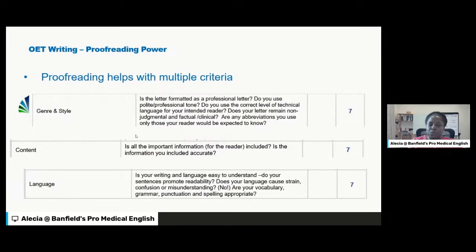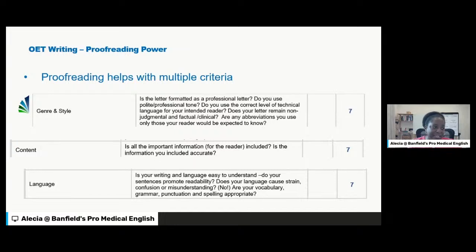In our courses and for our writing correction, we put it a little bit more simply because many students might not understand the more technical, academic, linguistic language. But it's the same thing. So under language, is your writing and language easy to understand? Does your language cause strain, confusion, and misunderstanding? Why? Because of vocabulary, grammar, punctuation, and spelling. And that is 7 marks. So if your language has multiple vocabulary, grammar, punctuation, and spelling errors, you see what you've done to your language score.